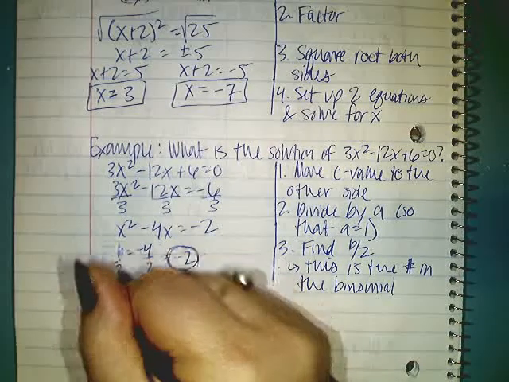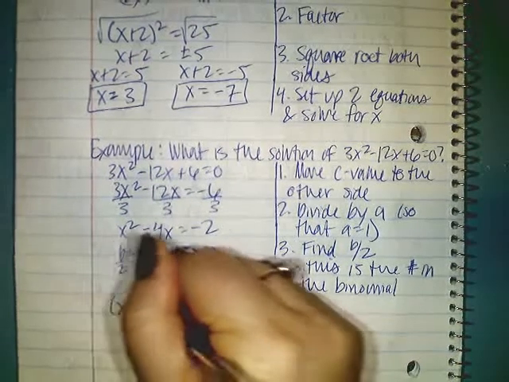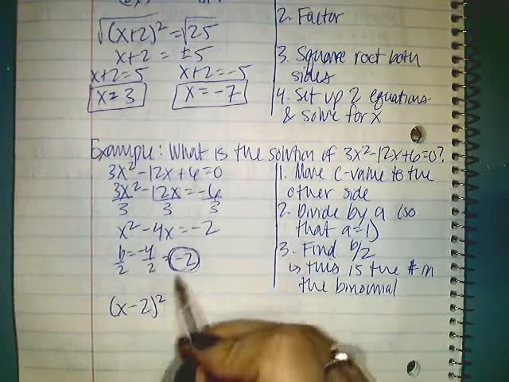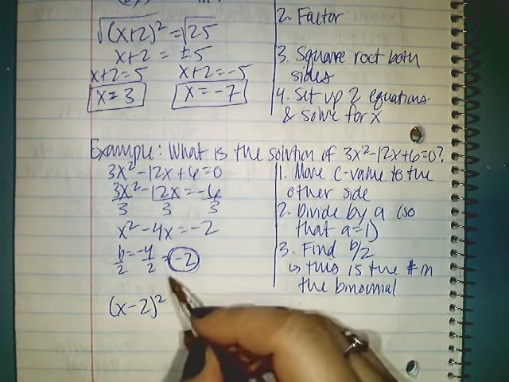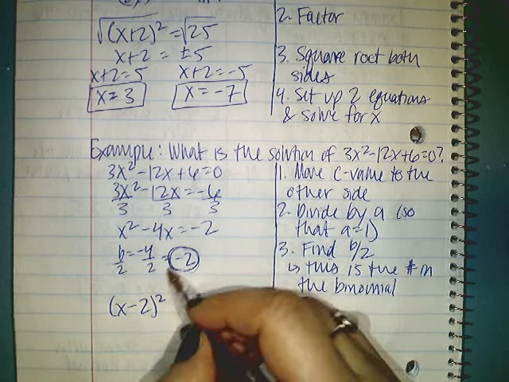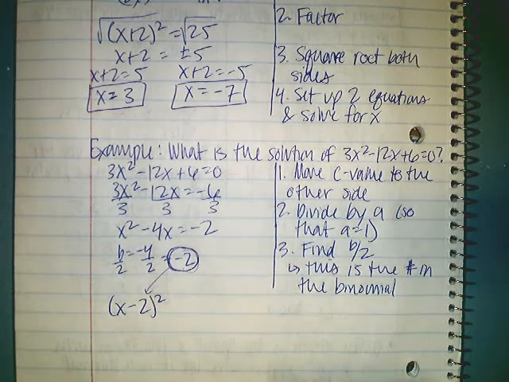So I got negative 2, so I'm going to write x minus 2 squared. So I already know that this is going to be my binomial squared. So I'm going to make a little note of that. That's where that ends up.